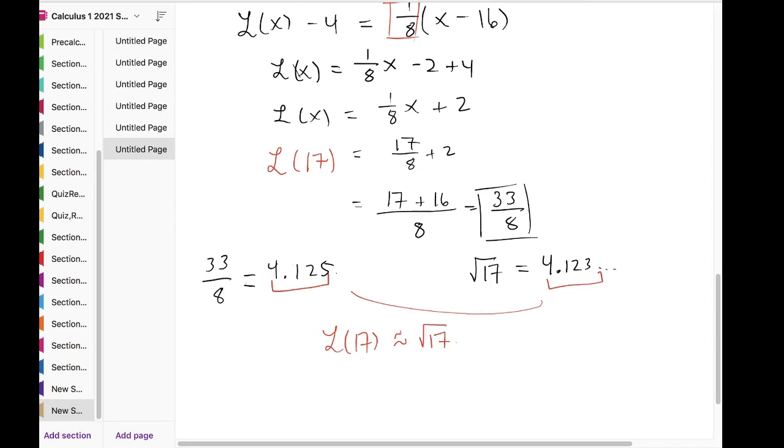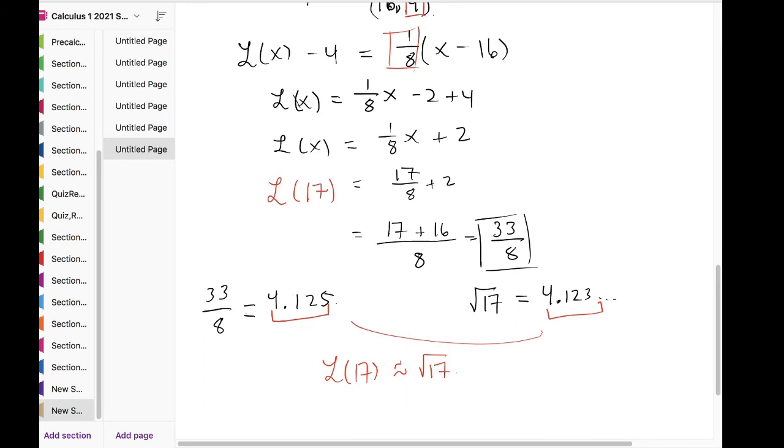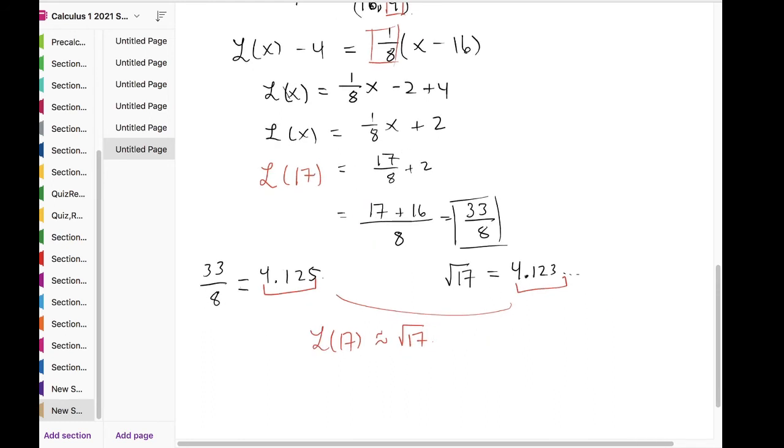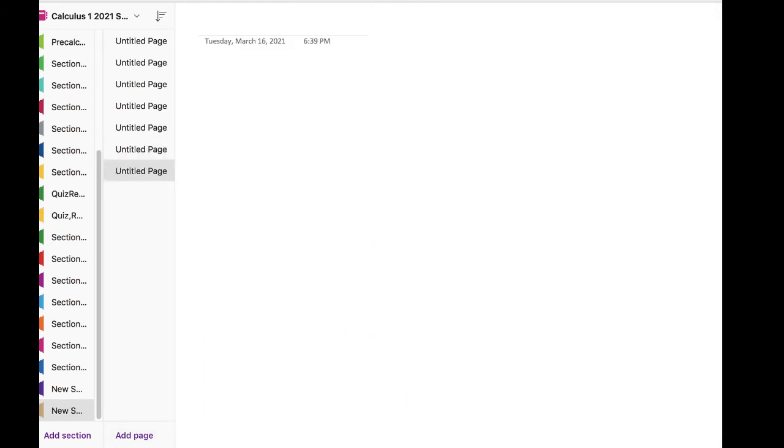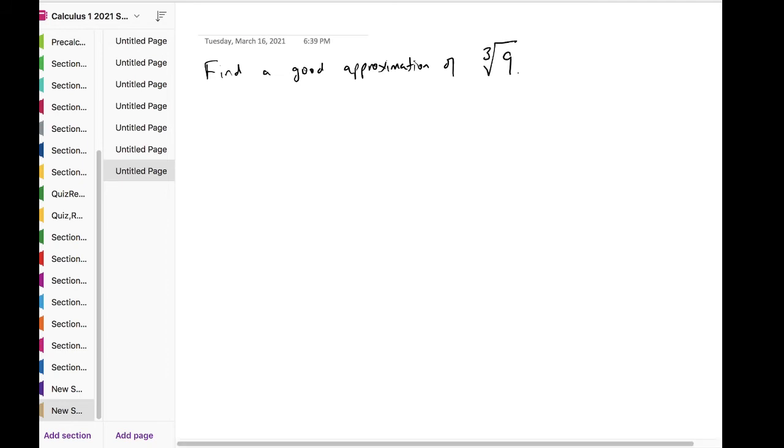Okay, so why don't we take a 5-minute break, meet back at 6:45, and maybe I'll put another practice one out. Cube root of 9. So once you work on that, we'll take a 5-minute break.